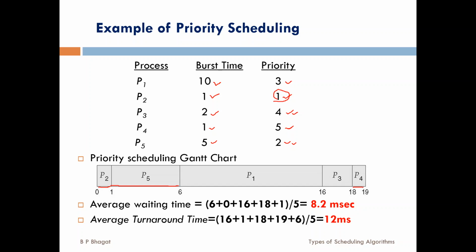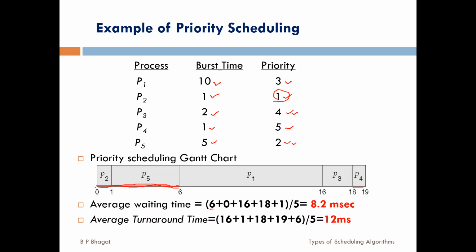So this is how all the processes get executed one after another according to the priority given over here. Now, calculating the average waiting time: for example, the waiting time for P1 is 6, as P2 is executing for 1 millisecond and P5 is executing for the next 5 milliseconds, so in total P1 is waiting 6 milliseconds. So the waiting time for P1 is 6.